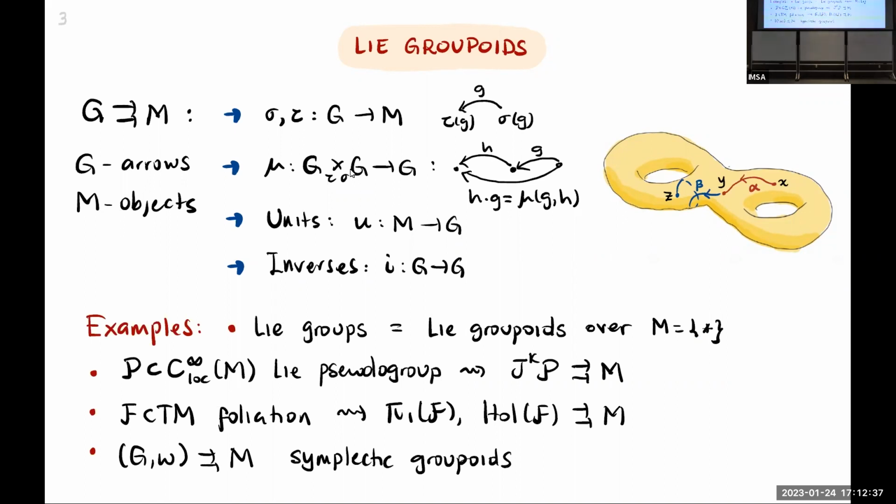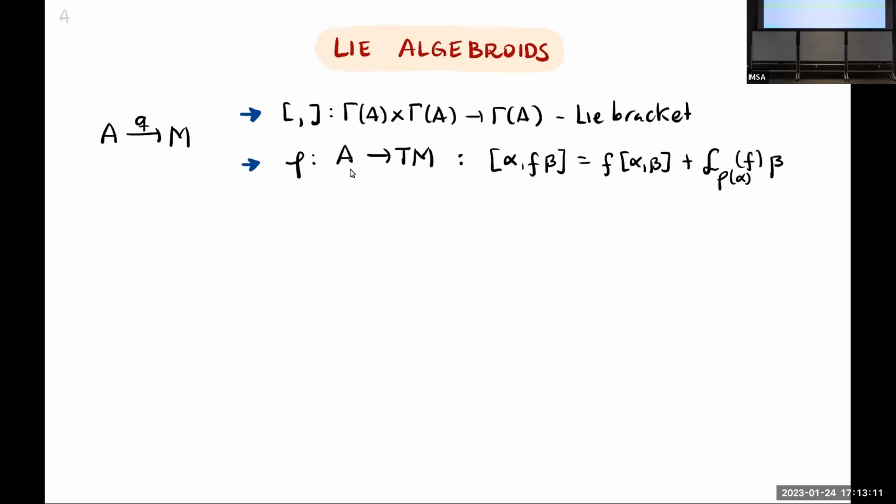Okay? So examples are, as I told you, Lie groups, which are the same as Lie groupoids over a point. Also, if you are interested in working with PDEs, whenever you have a Lie pseudogroup, you can produce a groupoid, which is made of jets of the elements of the pseudogroup. Foliations also have groupoids associated to them. And as I told you, symplectic groupoids appear in the work of Alan Weinstein when he was trying to desingularize Poisson manifolds.